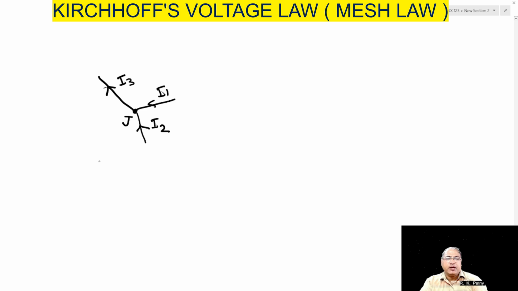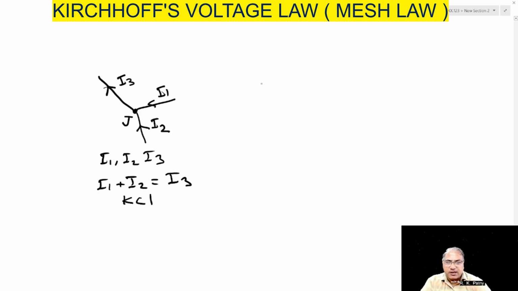So at the junction, there are incoming currents and outgoing currents. And to find I1, I2 and I3, we use Kirchhoff's junction law. That is, I1 plus I2 equals I3. And this is called Kirchhoff's current law. According to Kirchhoff's current law, incoming currents equal outgoing current.